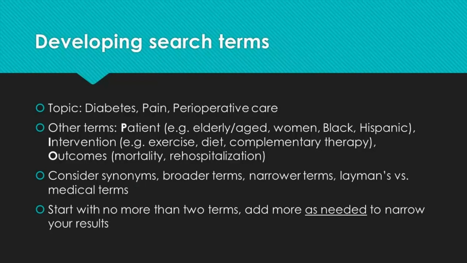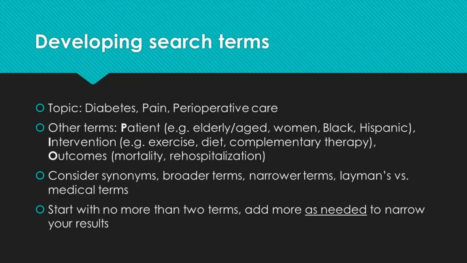Before you start searching for articles, you'll need to develop your search terms. Your first term will be your topic: diabetes, pain, or perioperative care. There may be narrower, alternate, or related terms you can use, like pain management, preoperative care, intraoperative care, postoperative care, or type 1 or type 2 diabetes.